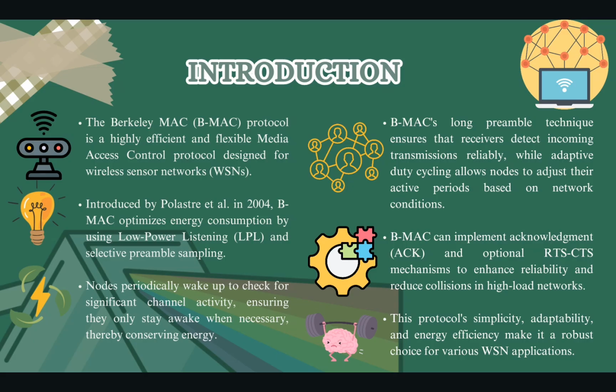Introduction. The BMAC protocol is a highly efficient and flexible media access control protocol designed for wireless sensor networks. Introduced by Polastre in 2004, BMAC optimized energy consumption by using low power listening (LPL) and selective preamble sampling. Nodes periodically wake up to check for significant channel activity, ensuring they only stay awake when necessary, thereby conserving energy. Then, BMAC's long preamble technique ensures that receivers detect incoming transmissions reliably, while adaptive duty cycling allows nodes to adjust their active periods based on network conditions.